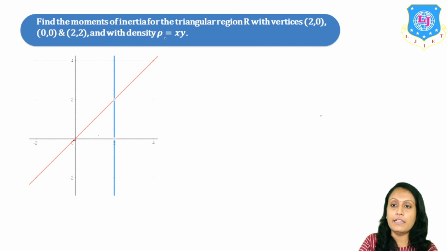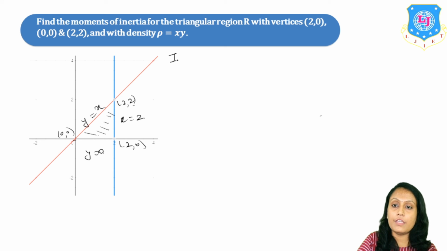Now find the moment of inertia for triangular region R with the vertices 2, 0, 0, 0 and 2, 2, and with the density rho equal to xy. So this is the point 0, 0, 2, 0 and 2, 2. This is our x-axis, that is y equal to 0. This is the line x equal to 2, and this is the line y equal to x. This is our region of integration.